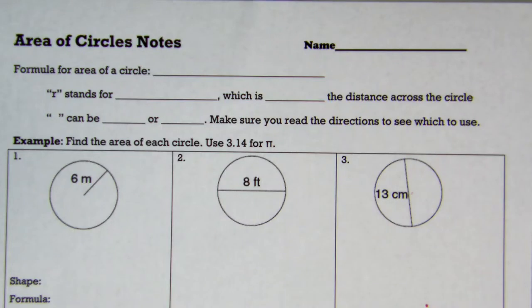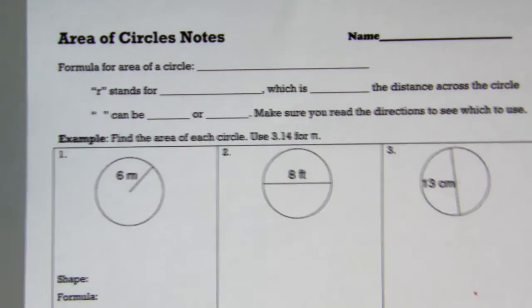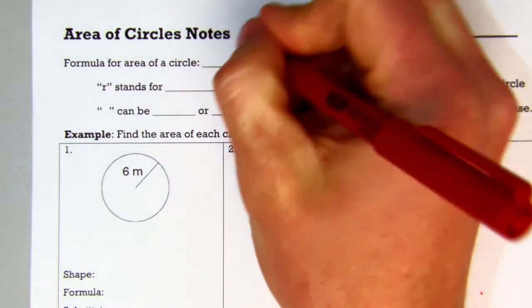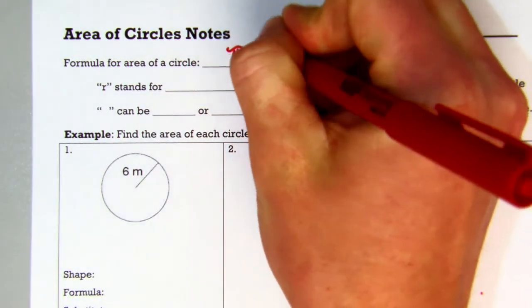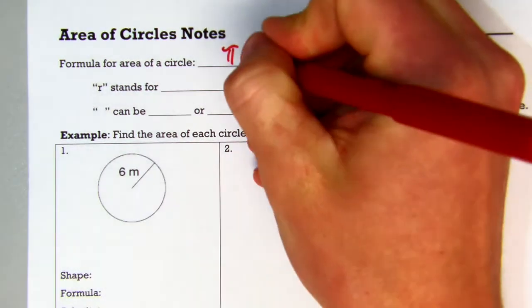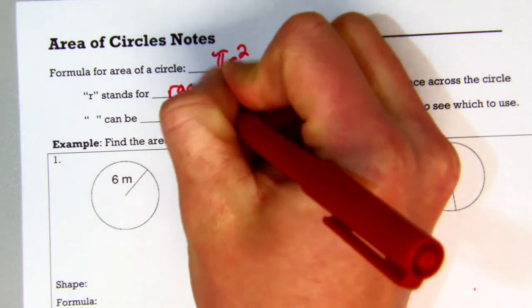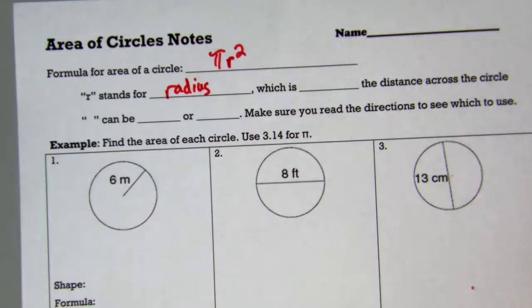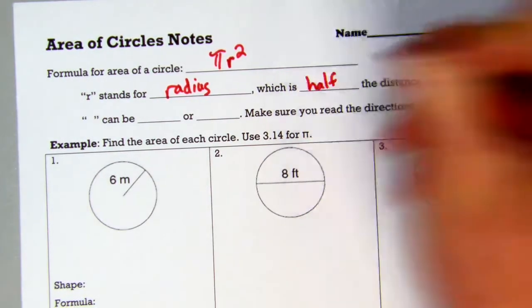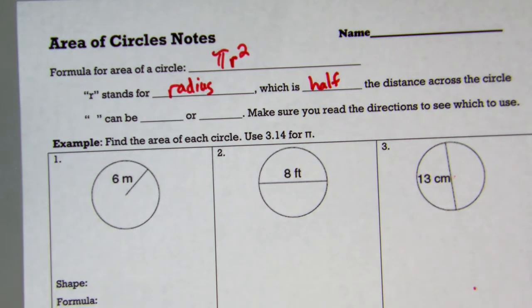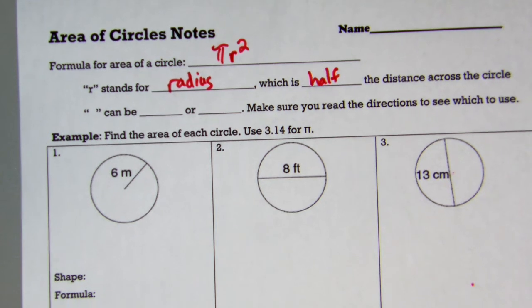Alright, today's lesson is on the area of a circle. The formula for the area of a circle is pi r squared. Not times 2, but pi r squared. My r stands for radius, which is half the distance across a circle. My diameter is the full distance, radius is half the distance.